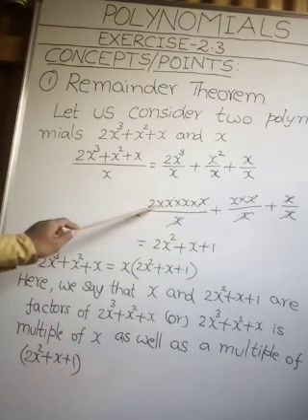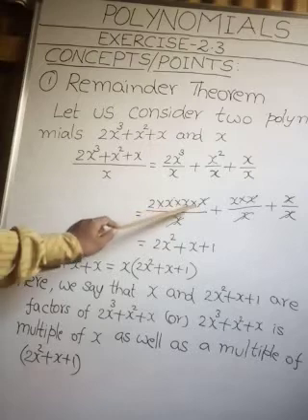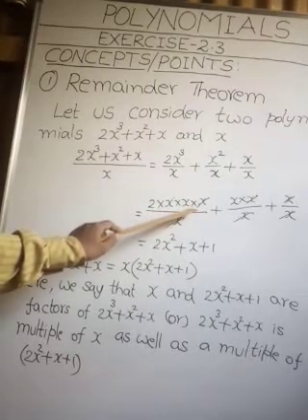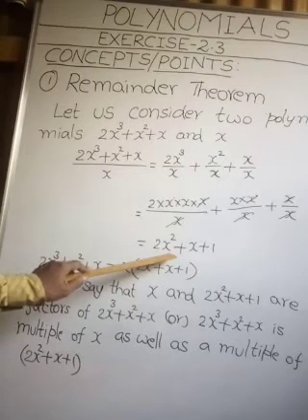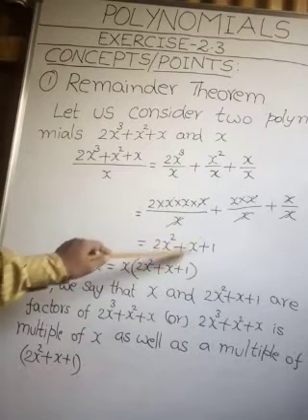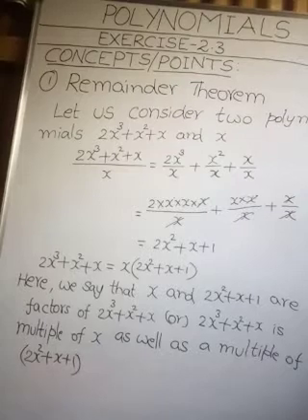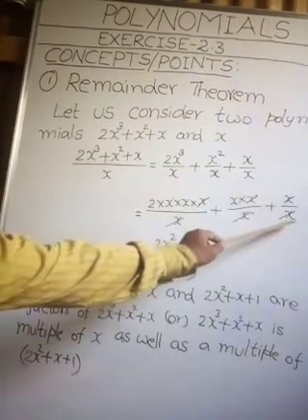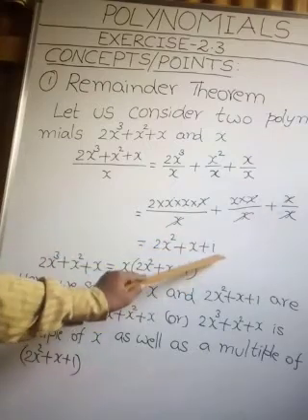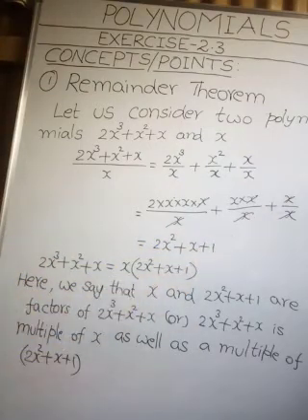Here also x and x get cancelled. Then what will you get here in the numerator? 2 into x into x. How do you write that term? 2x square. Understood this first term, my dear children? Right. Plus what is left here in the numerator? x. So we wrote x. Plus what will you get here? 1. So I wrote the third term 1.